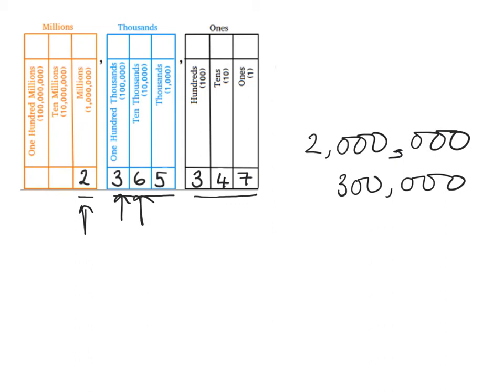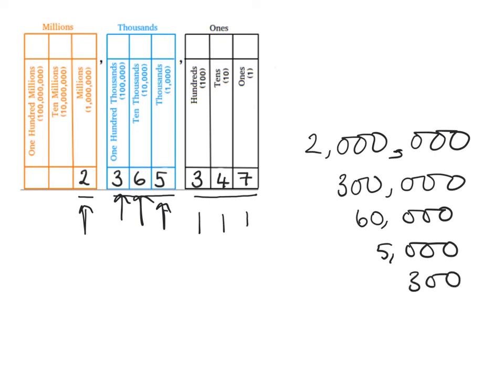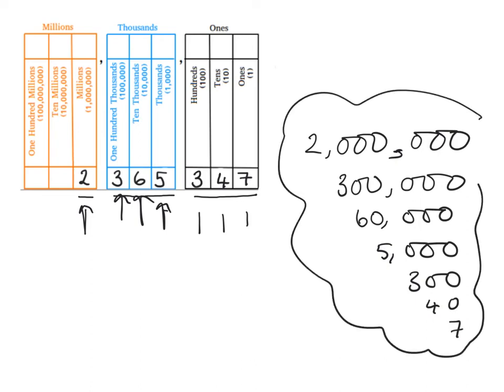So we could write it like this, as 300,000. Here we've got 6 10,000s, so we've got 60,000. Here we've got 5 single thousands, and then we've got 347. So we've got 300, 4 tens and 40 and 7. So this over here is our expanded version of this number here.